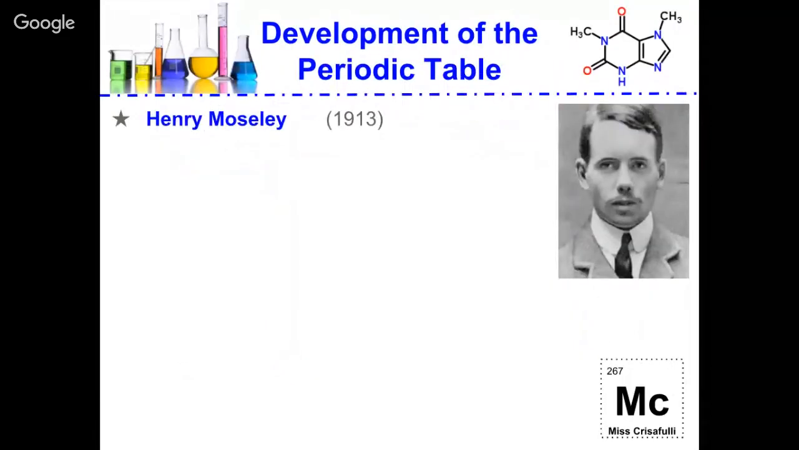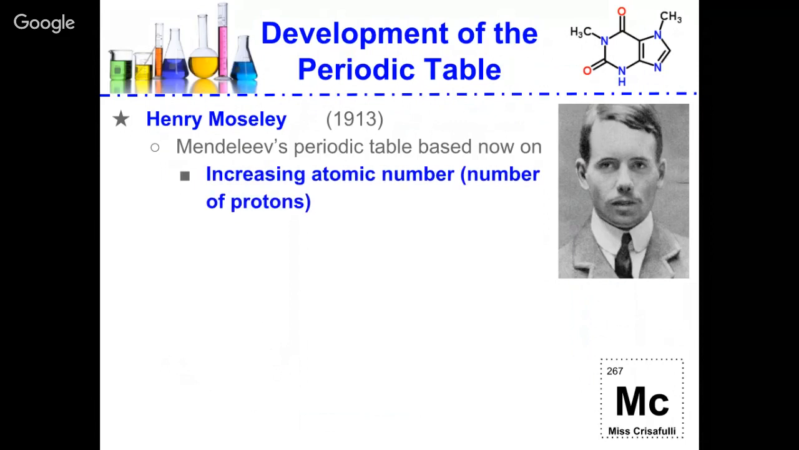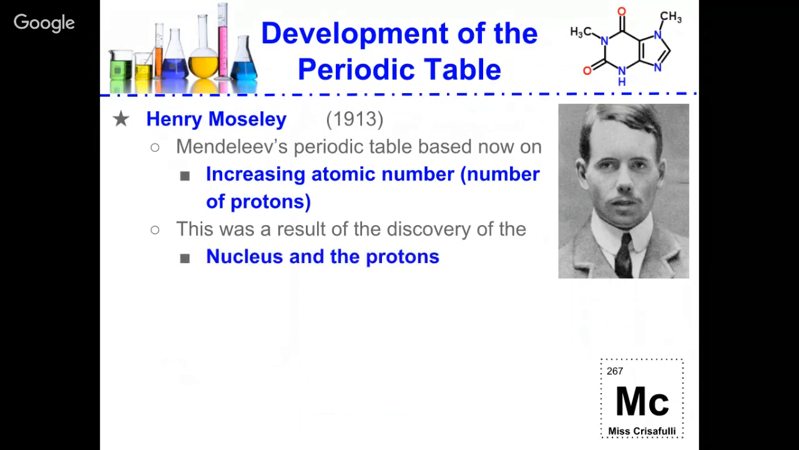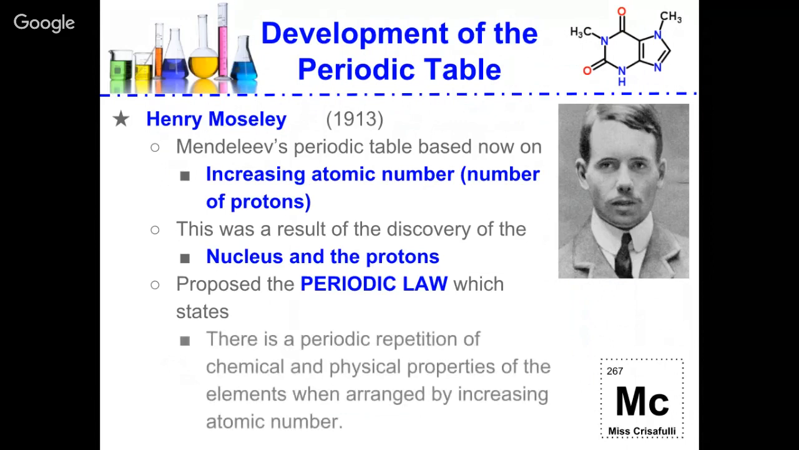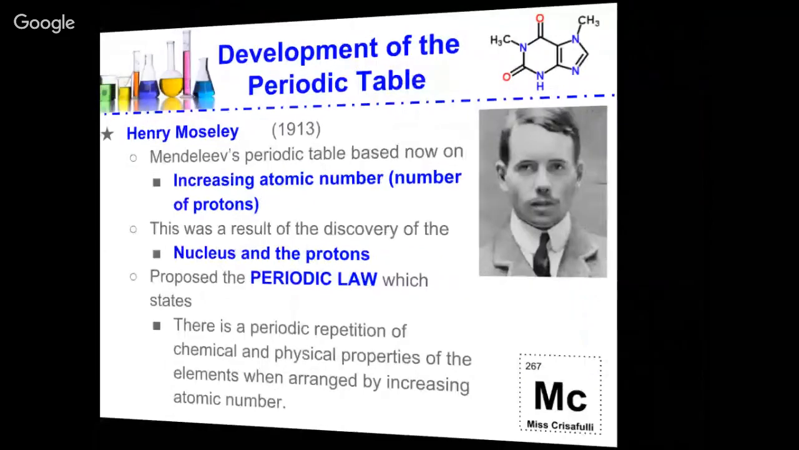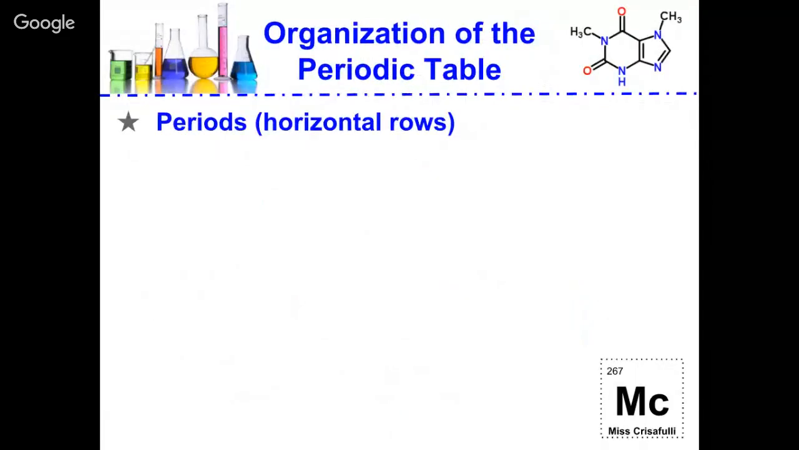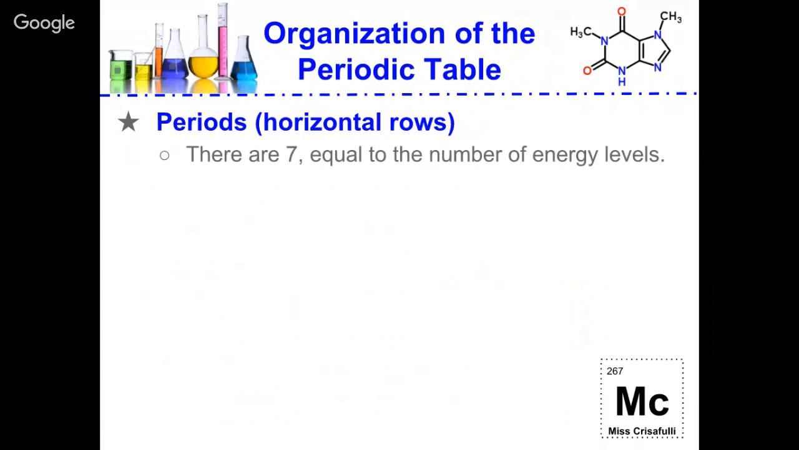Henry Moseley came around, though, in 1913 and changed how Mendeleev's periodic table was organized. He arranged it based on increasing atomic number, or the number of protons. And this was a result of the discovery of the nucleus and the proton. Then he proposed the periodic law, which states that there is a periodic repetition of chemical and physical properties of the elements when arranged by increasing atomic number. So let's refresh what periods are. Periods are the horizontal rows.